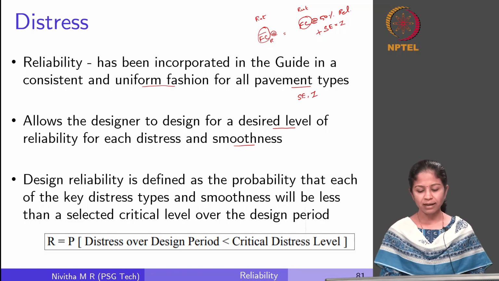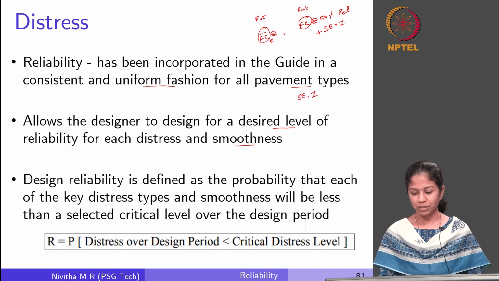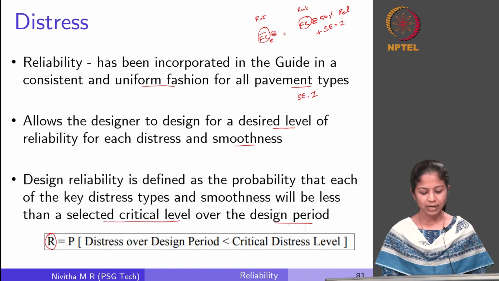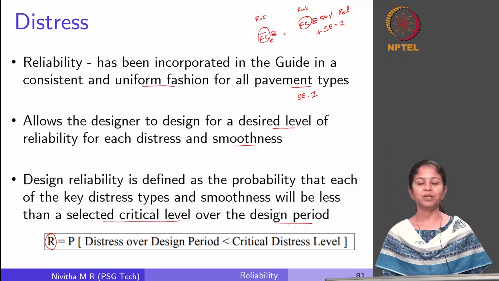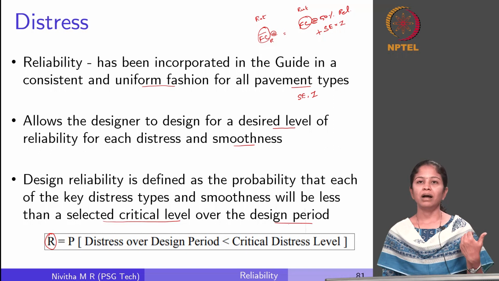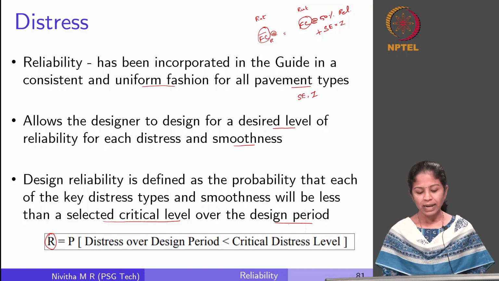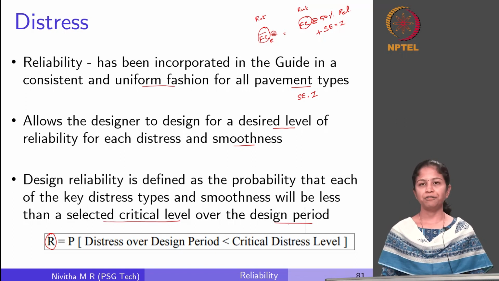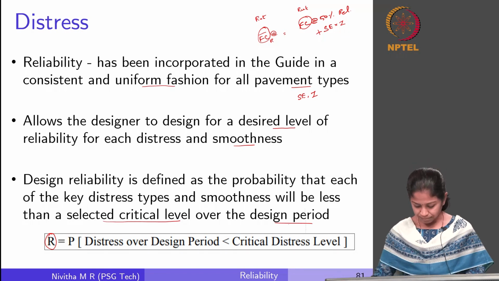Then the design reliability is defined as the probability that each of the key distress type and smoothness will be less than a selected level over the design period, right. So, this is how reliability is defined for a distress. So, if R is my reliability, this is the probability that the distress that is actually observed in field over my design period is less than the critical distress level or the acceptable distress level, right. So, then it is quantified through reliability. So, this is what they are defining as reliability in terms of distress.